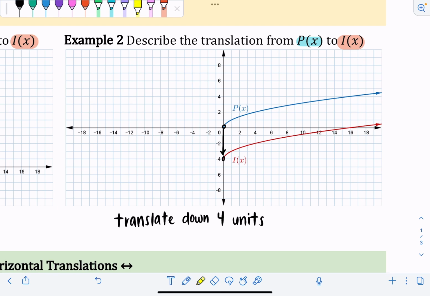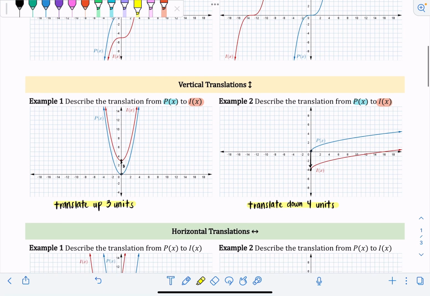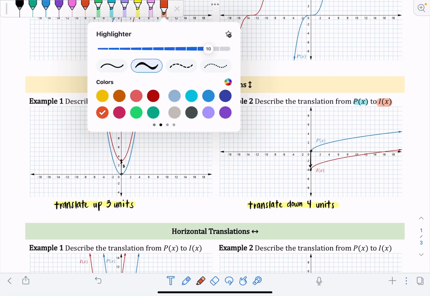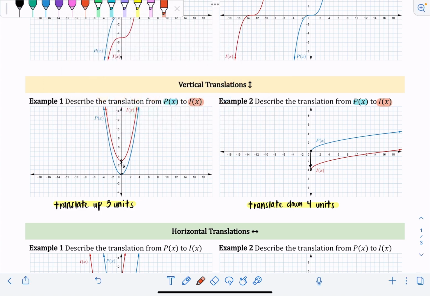So translate down 4 units to get from p of x to I of x, and then to look at these as a whole. Again, a vertical translation is something that just moves the graph up or down. It's not going to change the shape or the orientation of the graph, like where it's facing or anything like that. It just kind of slides it.